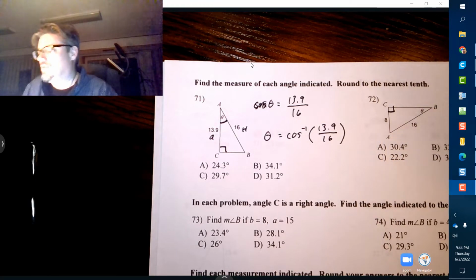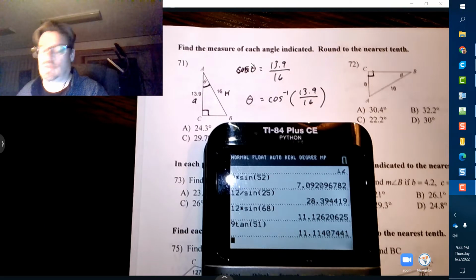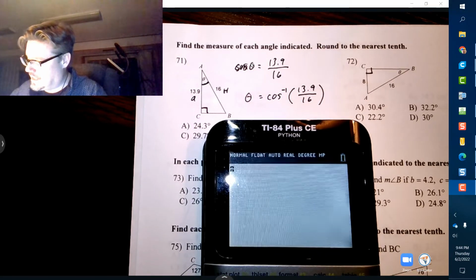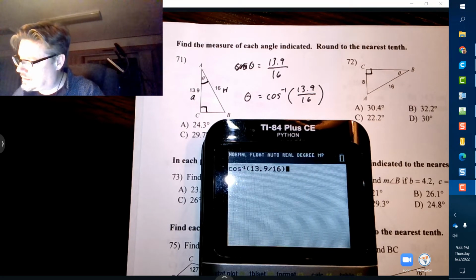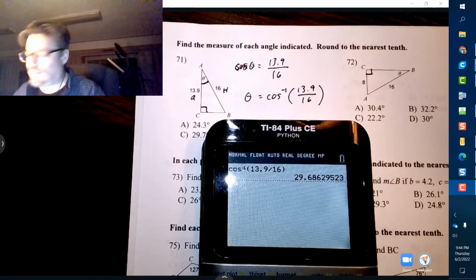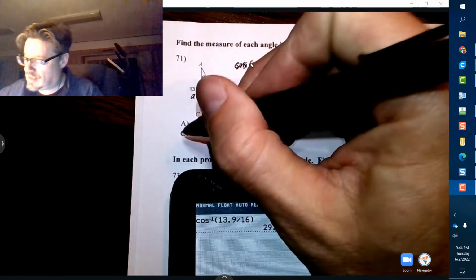All right, so anyways, we've got this. We're going to then just take the inverse cosine of 13.9 divided by 16. That's going to be 29.7 degrees.